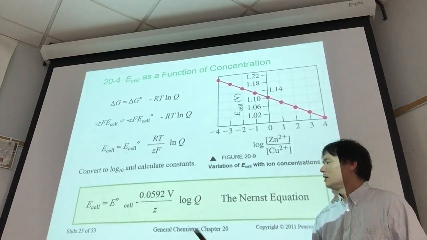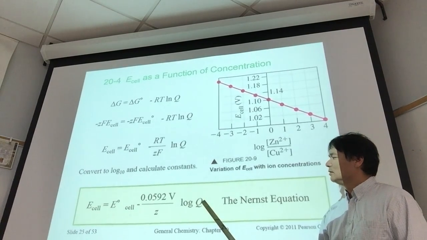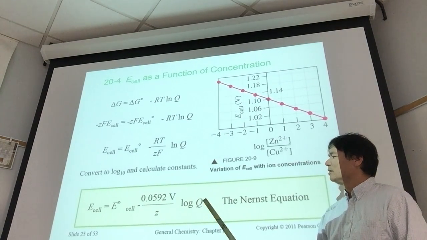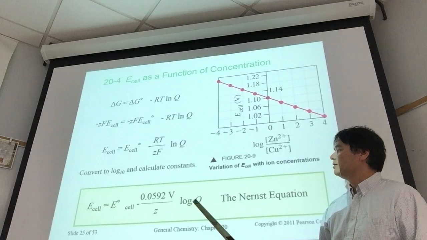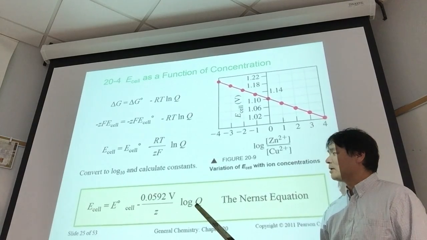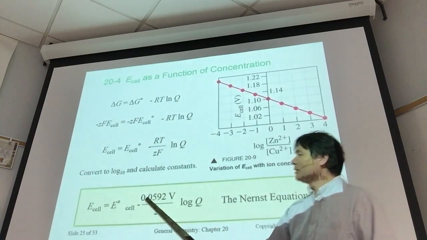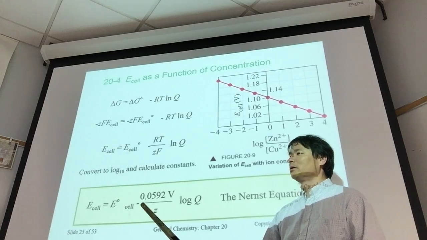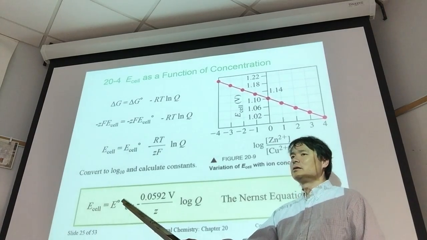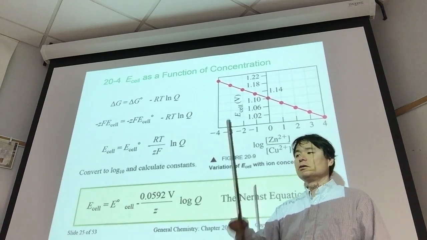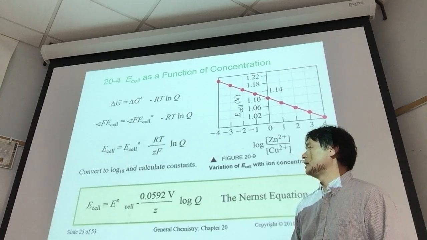All right, now let's see. As Q gets bigger here, what happens to log of Q? That becomes bigger. And as this term becomes bigger, this becomes more negative, which means that the cell potential goes down. So the voltage is going to be going down.